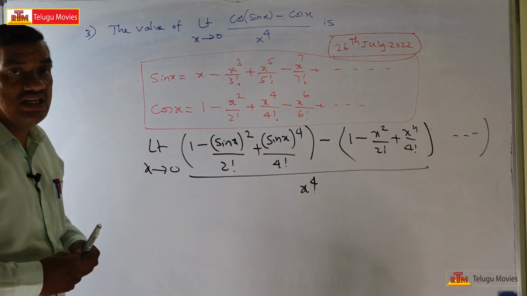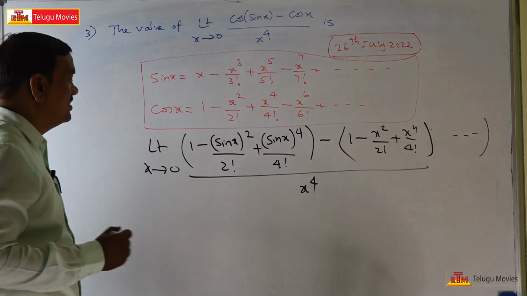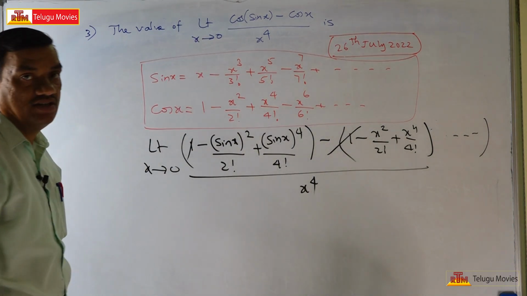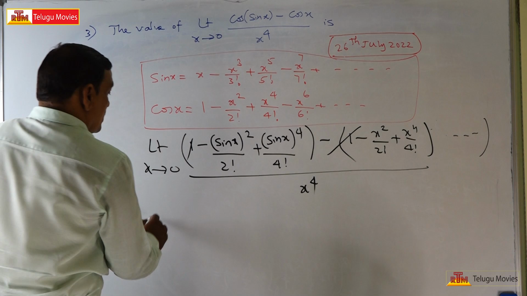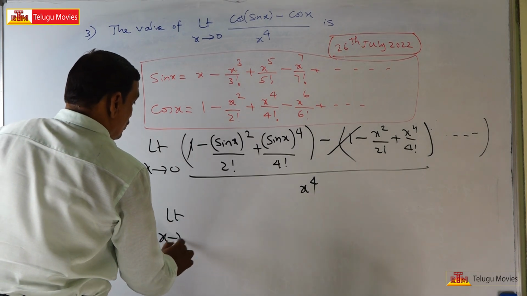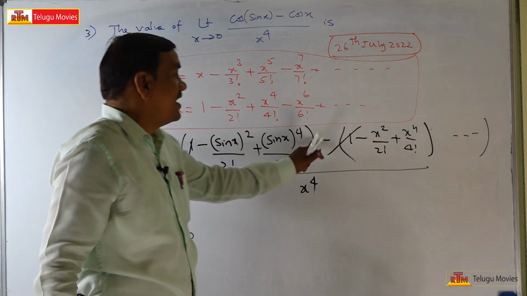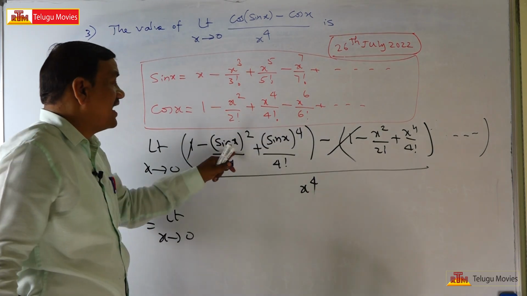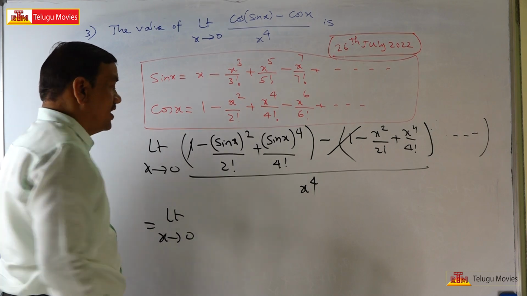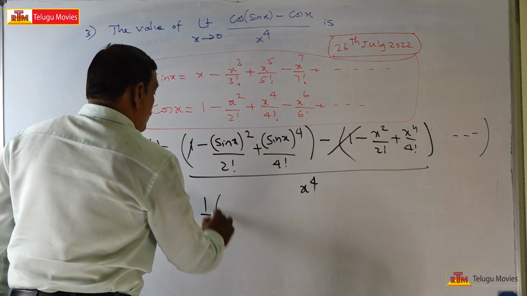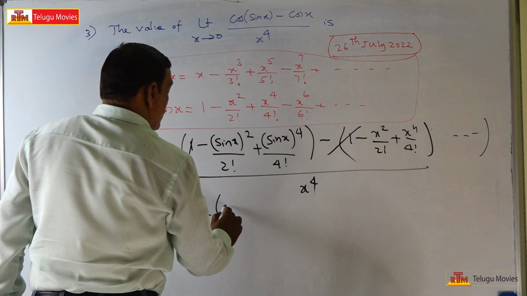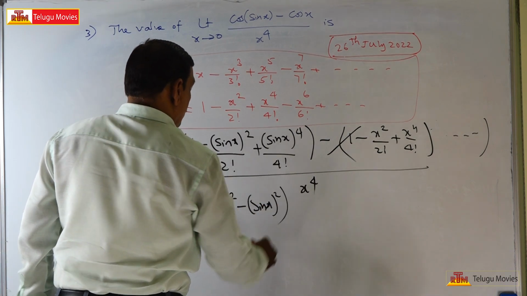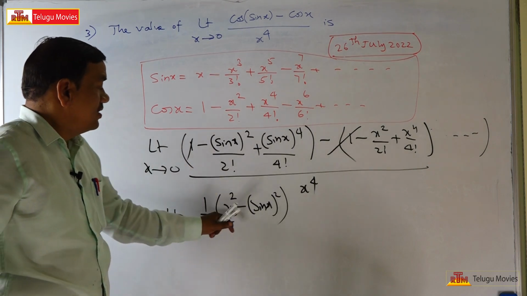So any more cancellations in the numerator? Yes, you can easily cancel. Plus 1, minus 1, you can easily cancel. Okay, now I will rearrange the terms. Limit x tends to 0. So here minus of minus, plus is there, x square by 2 factorial minus sin x whole square by 2 factorial. So 2 factorial means 2, 1 by 2 I will take. So here write down x square minus sin x whole square, 1 by 2.